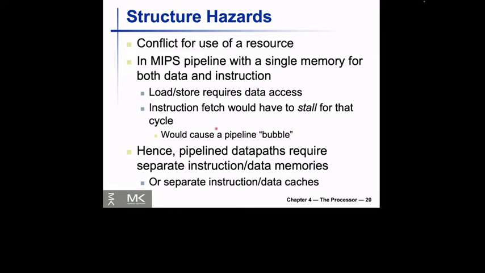Basically, here we are talking about how we separate the data memory and instruction memory. For instruction fetch, we use the instruction memory. For load and store, we use the data memory. And so we have separate components here.